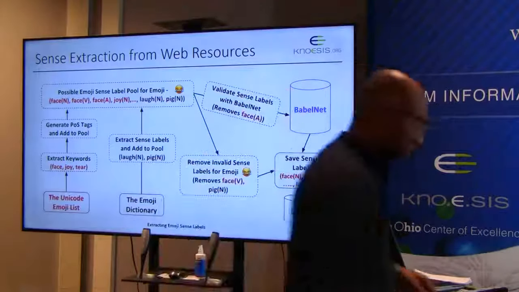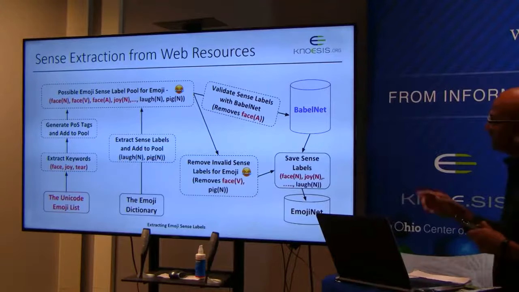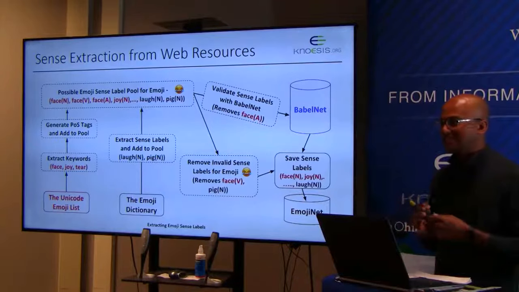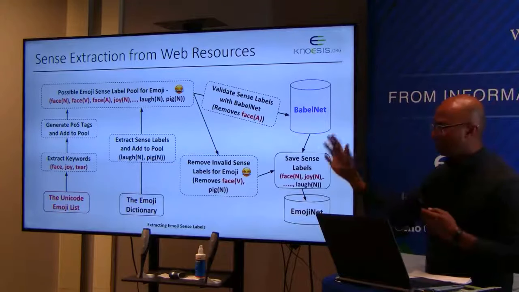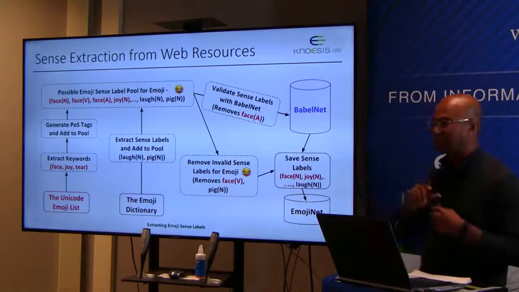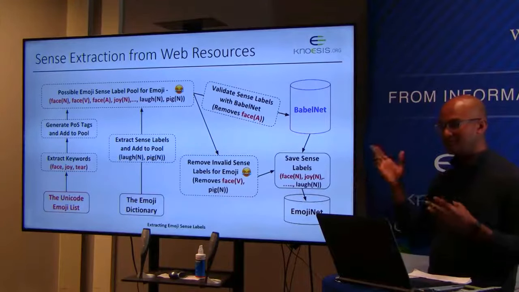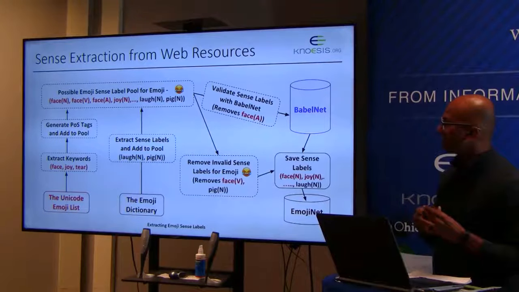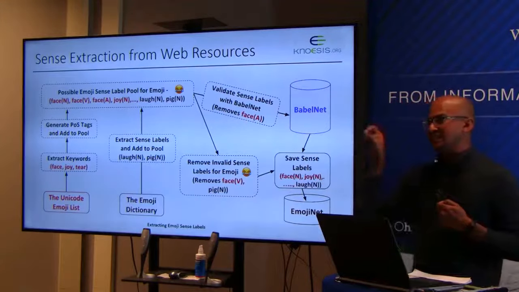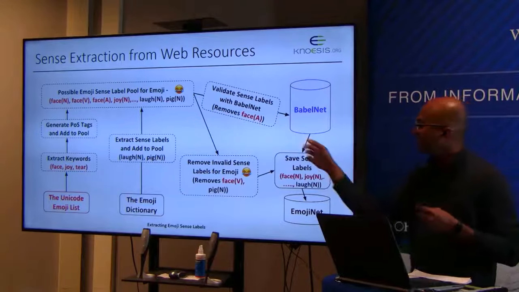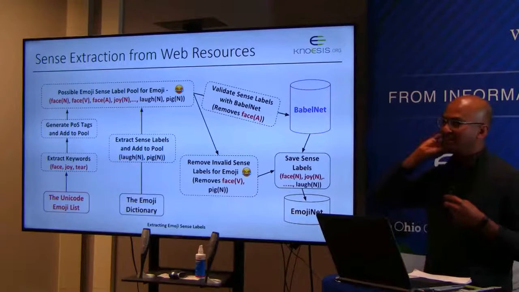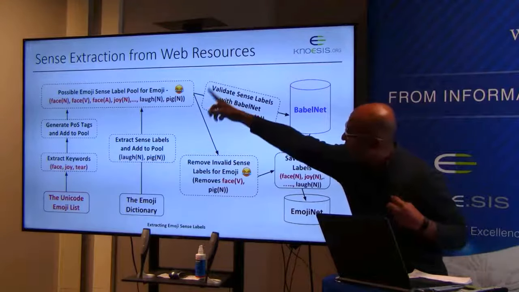Then, as I also said, the emoji dictionary has a lot of noisy data, incorrect values. To filter out noisy data, we used this resource called BabelNet, which is again an English dictionary. Then we checked whether BabelNet contains any sense definitions for each and every sense label that we had in our sense pool. So we call this the sense pool.